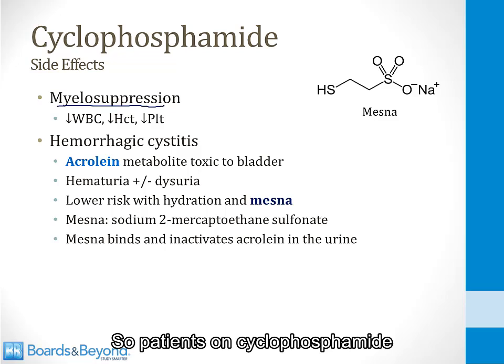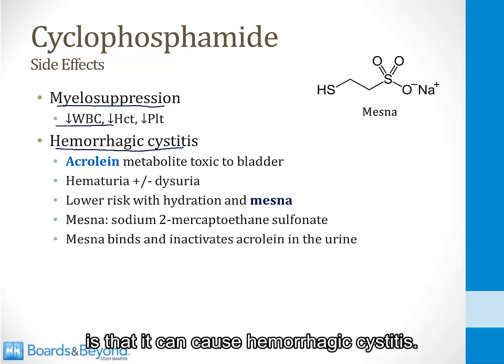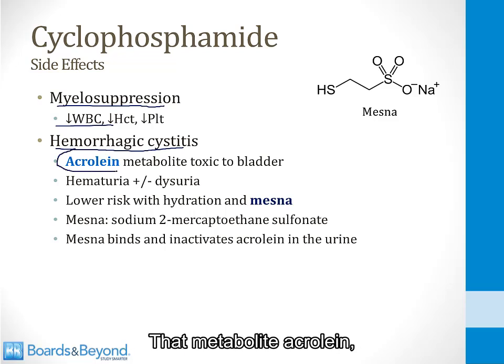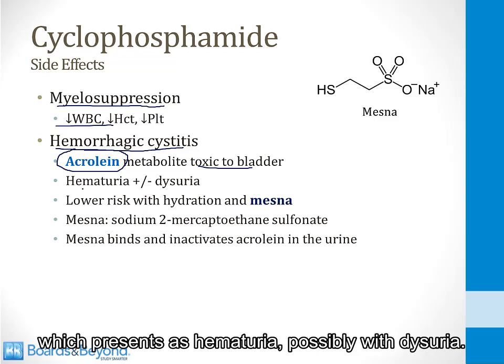So patients on cyclophosphamide can develop a low white count, a low hematocrit, or low platelets. A unique and important side effect of this drug is that it can cause hemorrhagic cystitis. That metabolite acrolein, which I showed you on the last slide, is toxic to the bladder. This can lead to development of hemorrhagic cystitis, which presents as hematuria, possibly with dysuria.